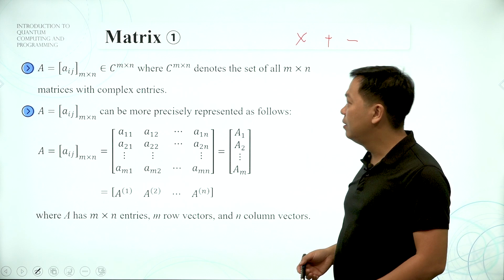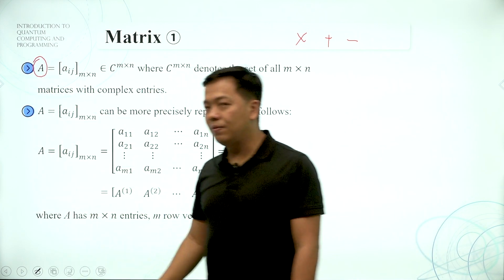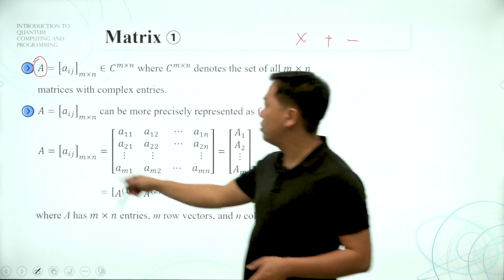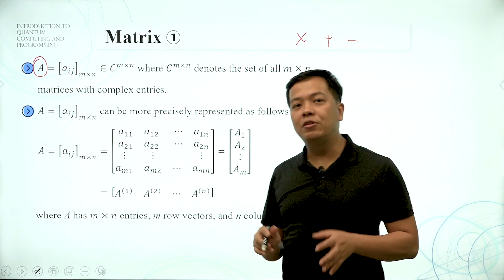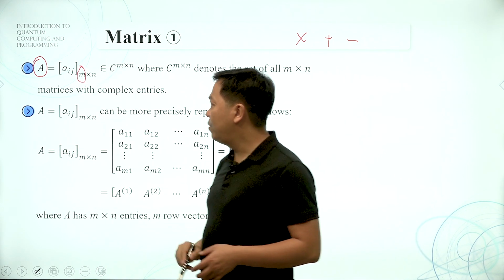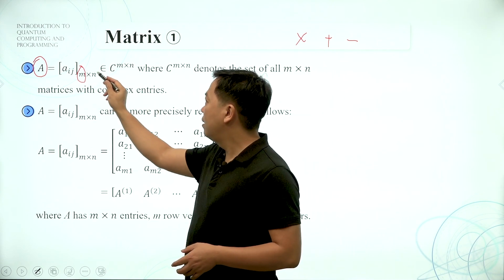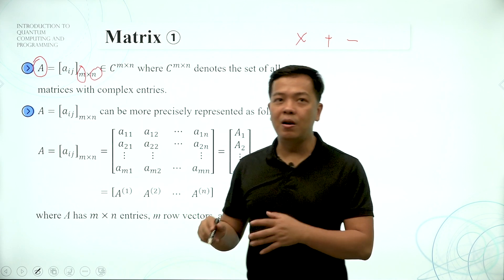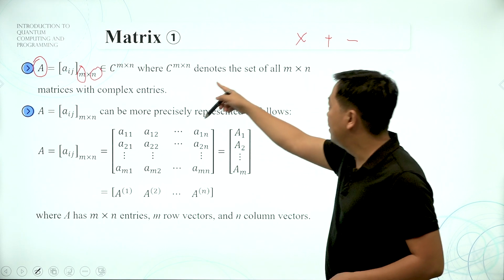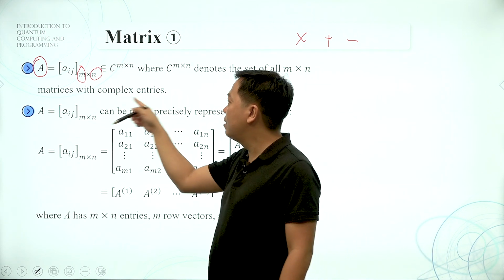For example, over here we have one vector A. This vector A includes a matrix, and this matrix has two dimensions. The first dimension has m rows, and the other has n columns. So the matrix A denotes the set of all m by n matrices with complex entries.